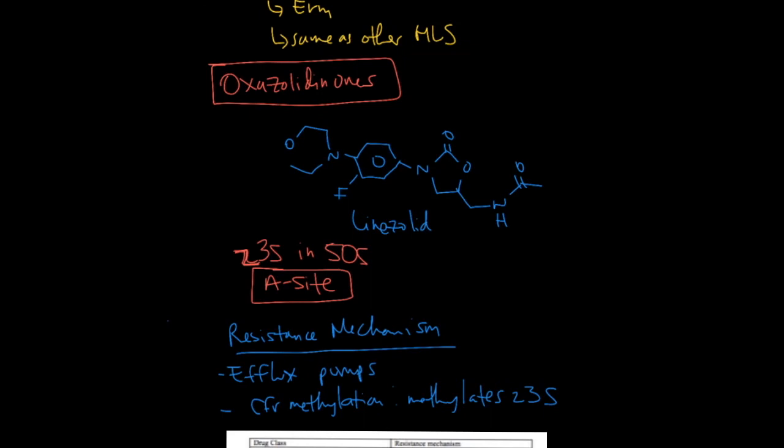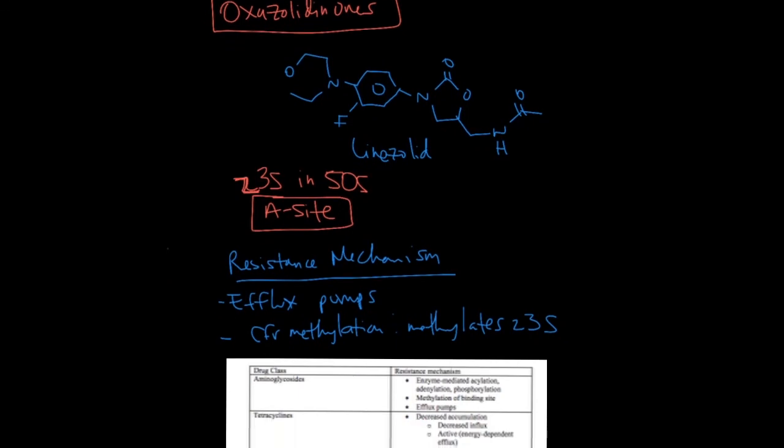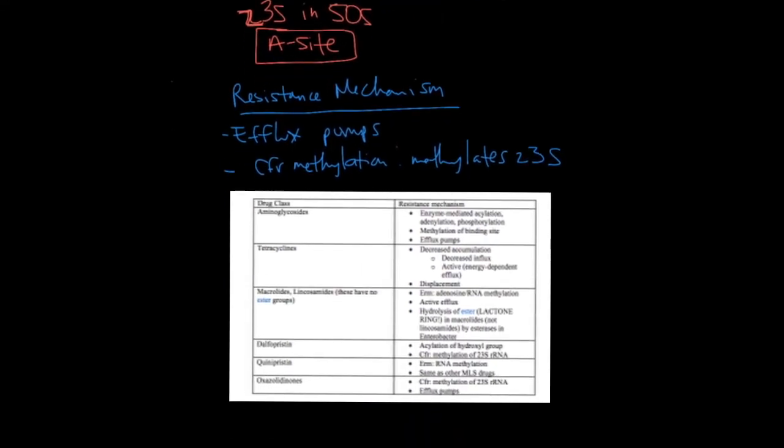Oxazolidinones, look for the oxazole ring. Oxazole ring. Same subunit, 23S rRNA, but it binds to the A site. Remember, it binds to the A site. And resistance mechanism, don't feel like talking about it.